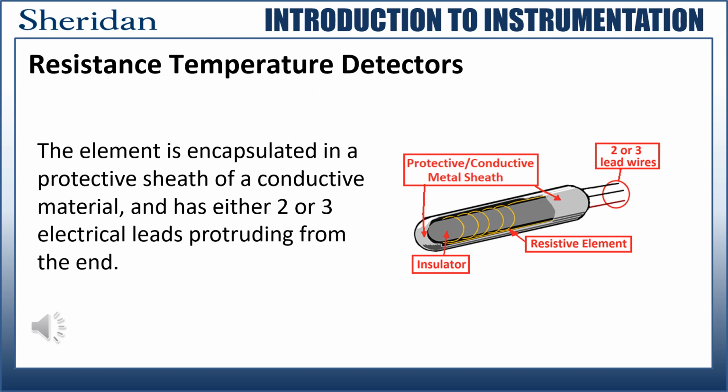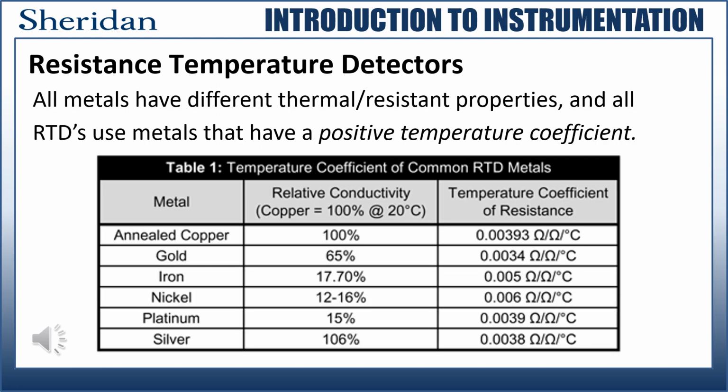There are two varieties of RTD, a 2-wire and a 3-wire. The impact of the number of leads will be discussed shortly. As mentioned earlier, all metals have different thermal resistance properties. RTDs only use positive thermal coefficients, which means again that resistance will increase directly proportional to an increase in temperature and will decrease in resistance with a decrease in temperature. Table 1 shown here shows some of the temperature coefficients of various materials often found in RTDs.